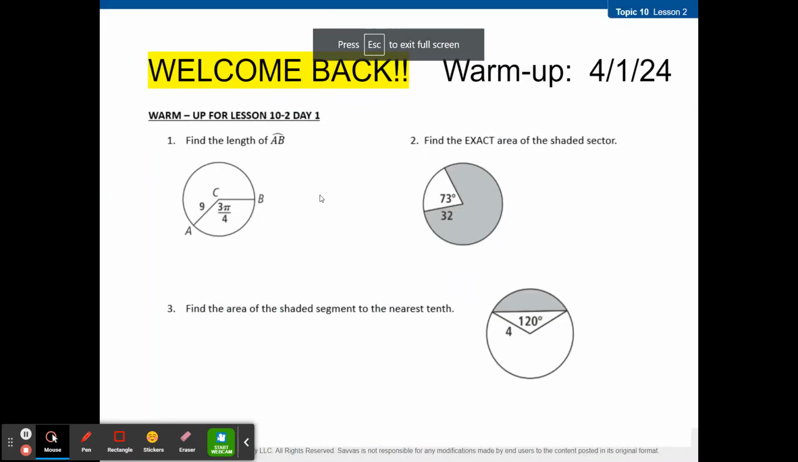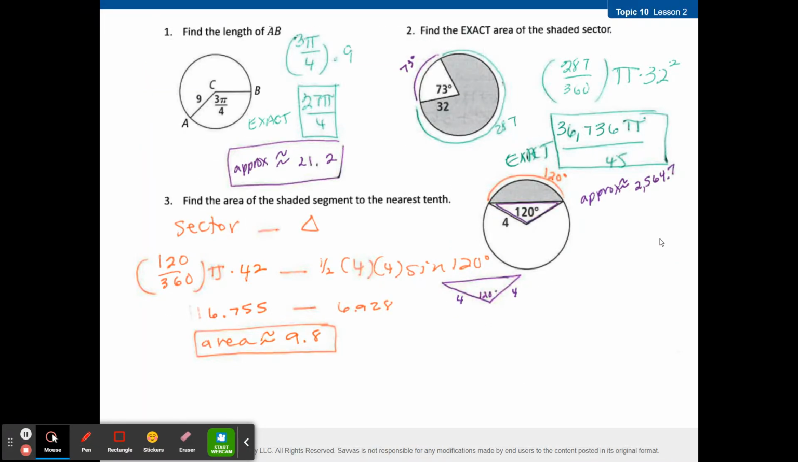Okay, so after completing the warm-up, here is the key. Check it out to see what you got.